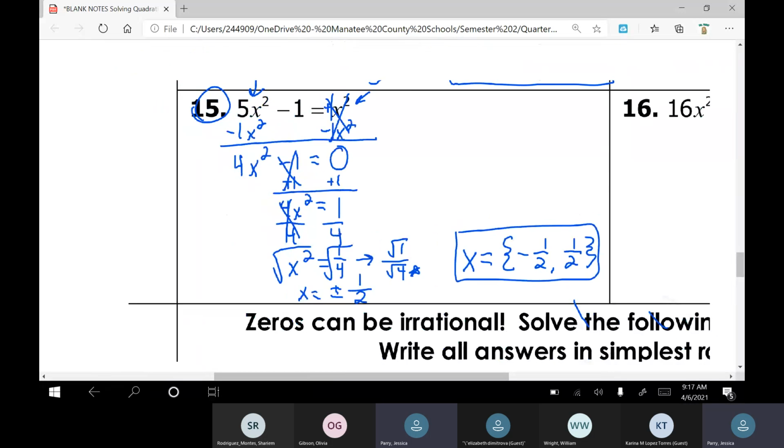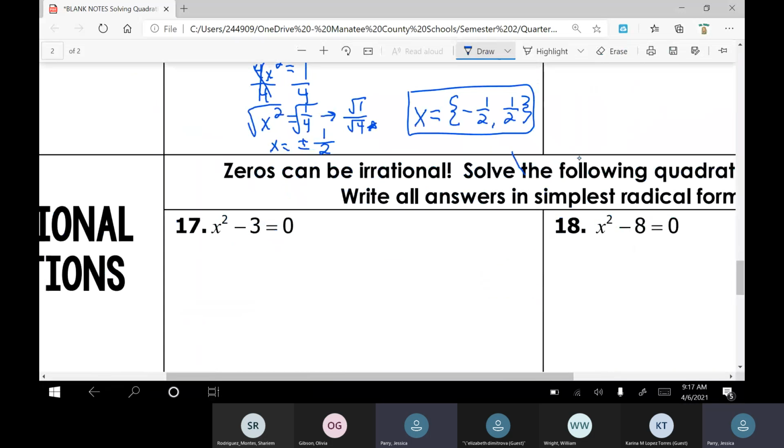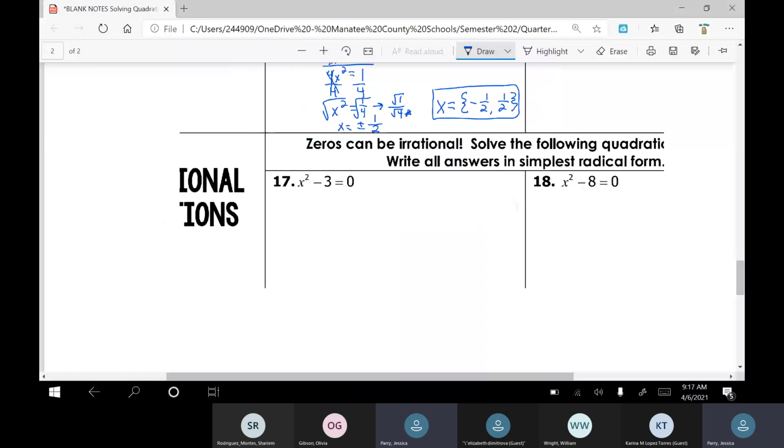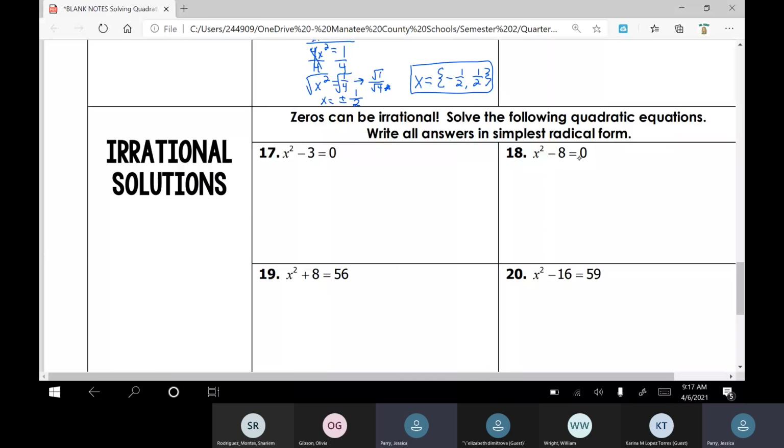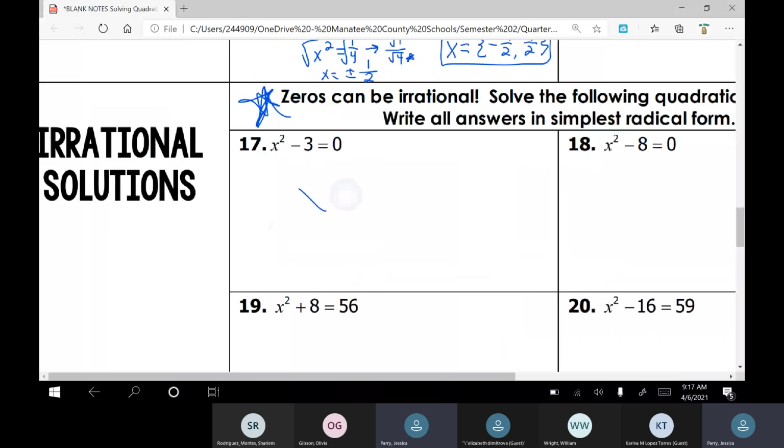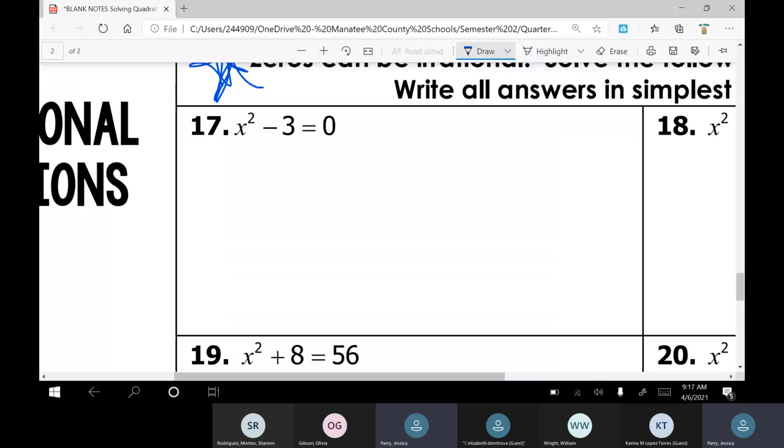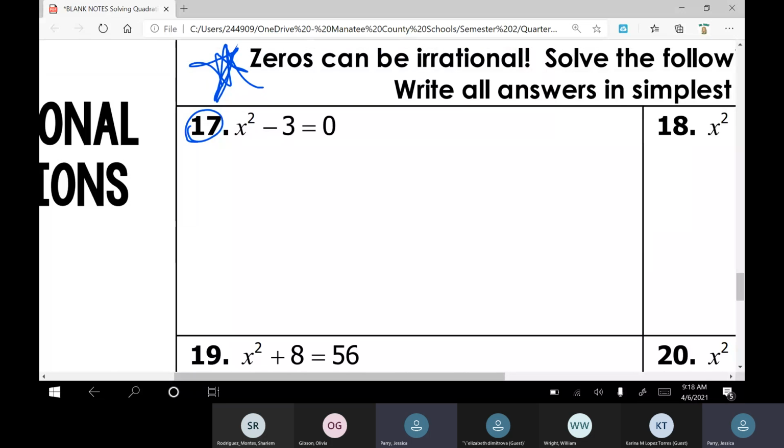So let's go on and do a couple of them where we get some different types of answers, where we get irrational solutions. And your zeros, they can be irrational. Solve the following quadratic equations. Write all answers in simplest radical form. Okay, so let's do number 17. You'll see what I mean with irrational in just a second. Number 17, we've got x squared minus 3 equals 0.